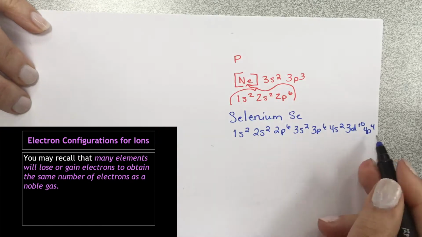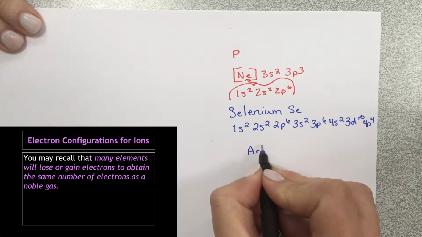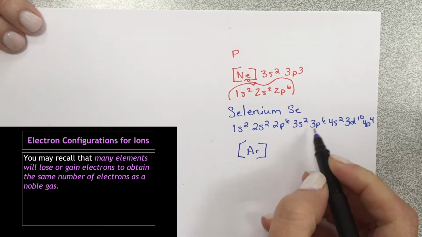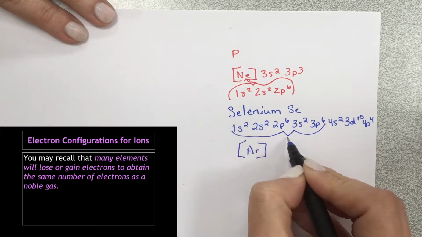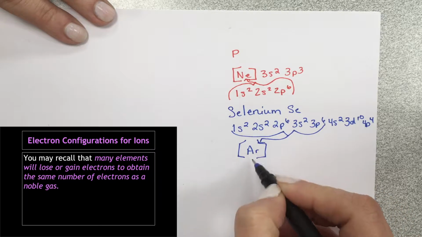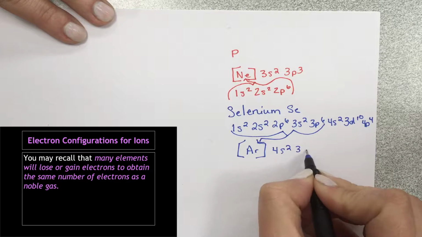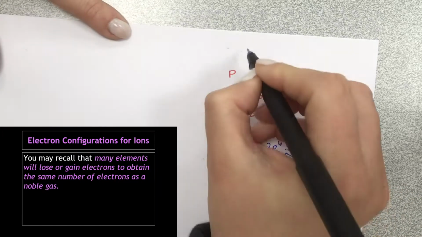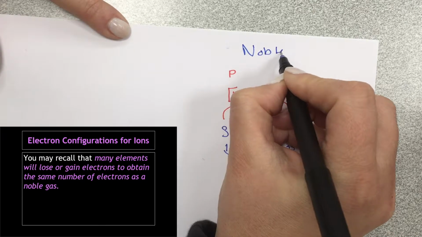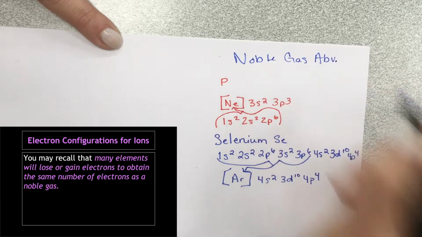So you don't have to write all of this. You can do the noble gas abbreviation. So again, it's argon. So argon in brackets replaces all of this. So all of this actually is replaced by this. And then you would just do 4s2, 3d10, 4p4. Okay, so that's it. That's all noble gas abbreviations are.